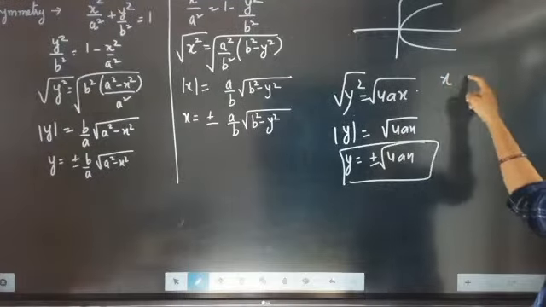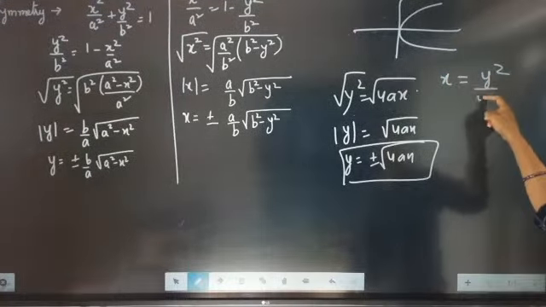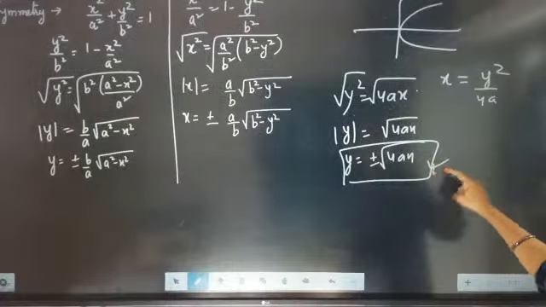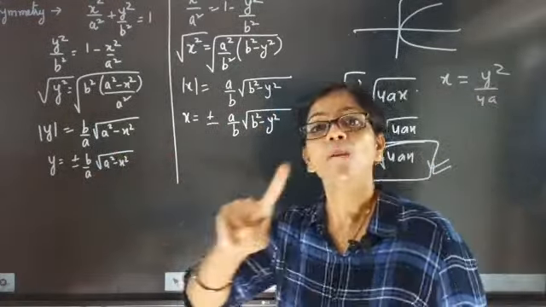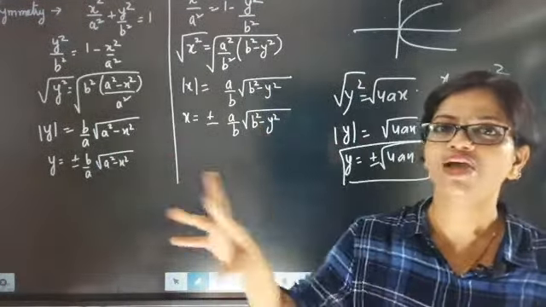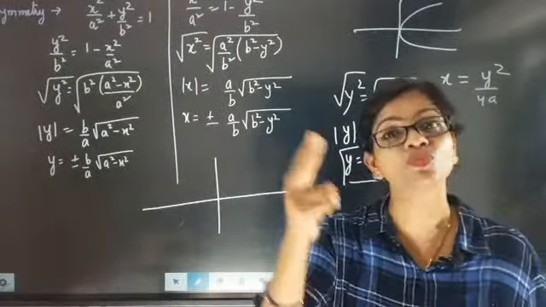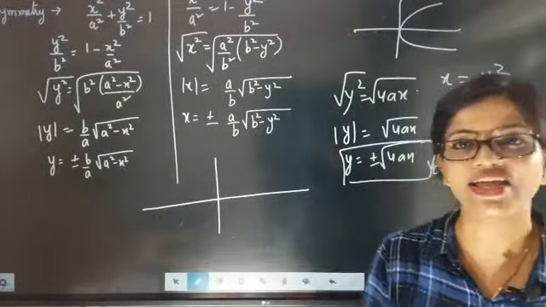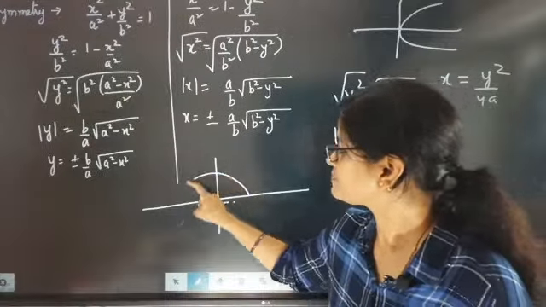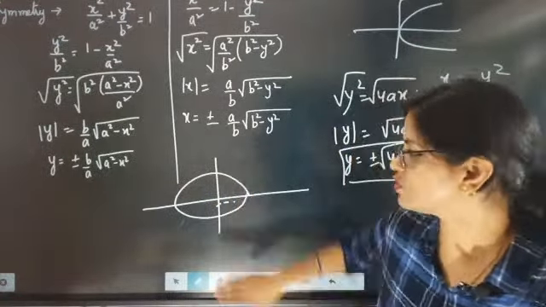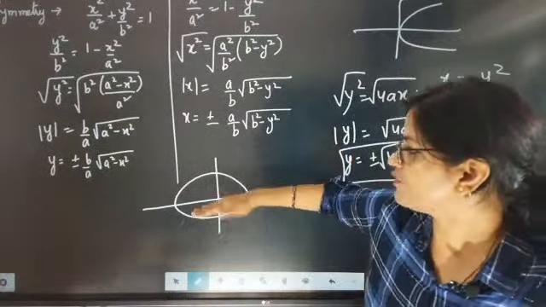If you are going to do it for x, it is coming y square by 4a. So x is not going to give two values, but y is giving two values. But here in the ellipse both x and y are giving two values. That means the ellipse is symmetrical about both axes, x-axis and y-axis. You see, when you are drawing an ellipse, you can fold the ellipse like this, you can fold the ellipse like this also. That means the ellipse is symmetrical about both the axes.